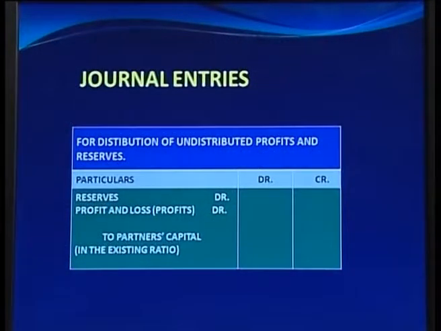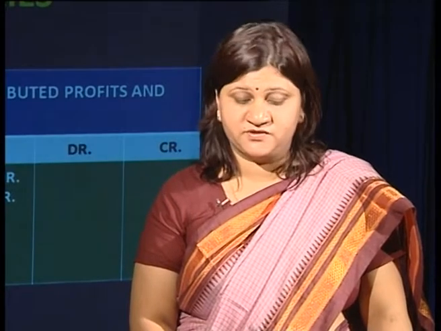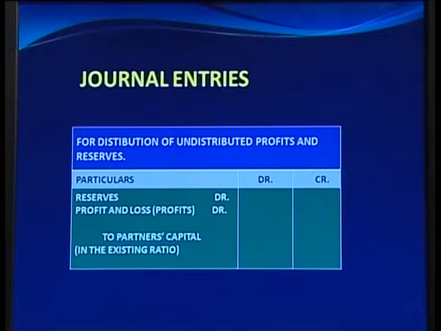Here the journal entry is for distribution of undistributed profits and reserves. These profits and reserves which are undistributed are from before the admission of the new partner. So, when reconstitution of the firm takes place on account of the admission of a new partner, we have to distribute any surplus reflected in the balance sheet, and the entry is in relation to the undistributed profits and reserves. So, let us see the journal entry. Reserves account debit, profit and loss account debit, to partners' capital accounts, in the existing ratio.